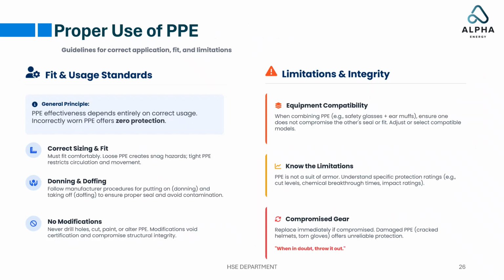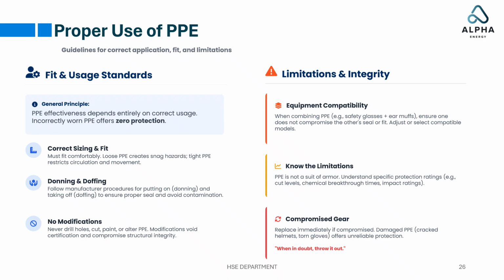Proper use of personal protective equipment, PPE, emphasizes that equipment effectiveness depends entirely on correct application, fit, and awareness of limitations. The first section, Fit and Usage Standards, highlights the importance of correct sizing to avoid snag hazards or restricted circulation, the necessity of following manufacturer procedures for donning and doffing to maintain seals and avoid contamination, and a strict rule against any modifications that could void certifications or compromise structural integrity.